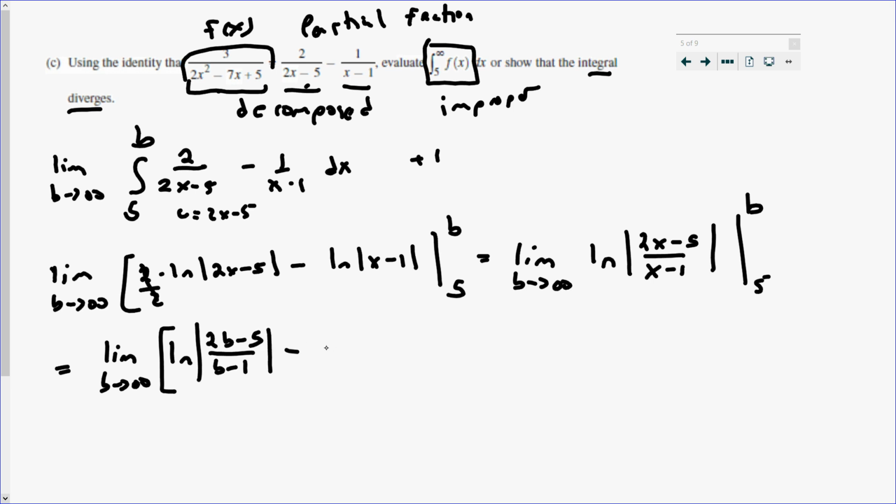Minus, plug in the 5, the natural log of, that becomes, what's that, 2 times 5, that becomes 5 over 4.